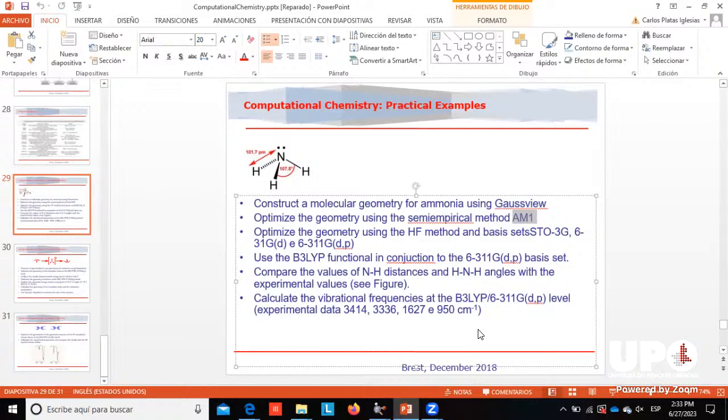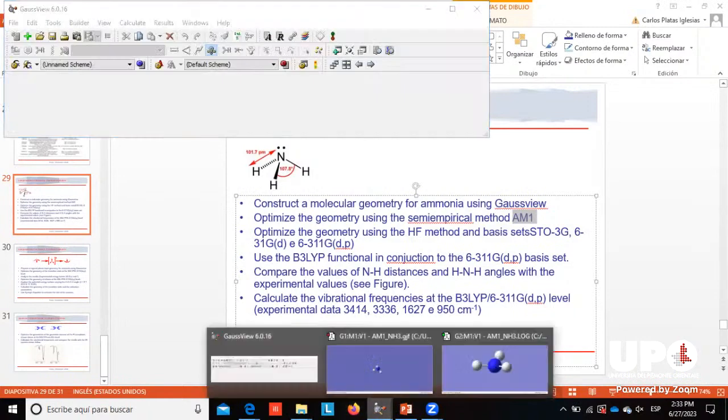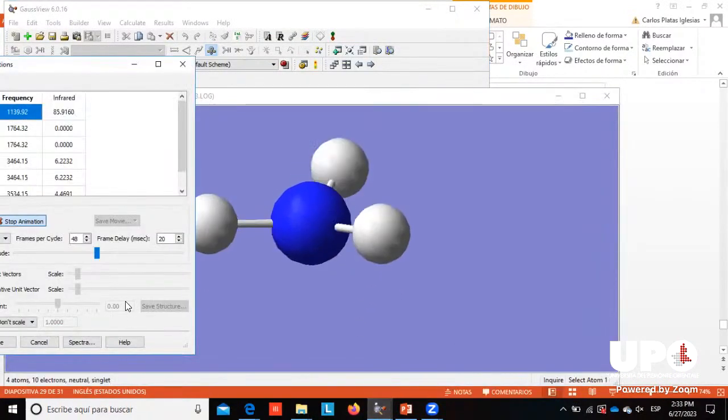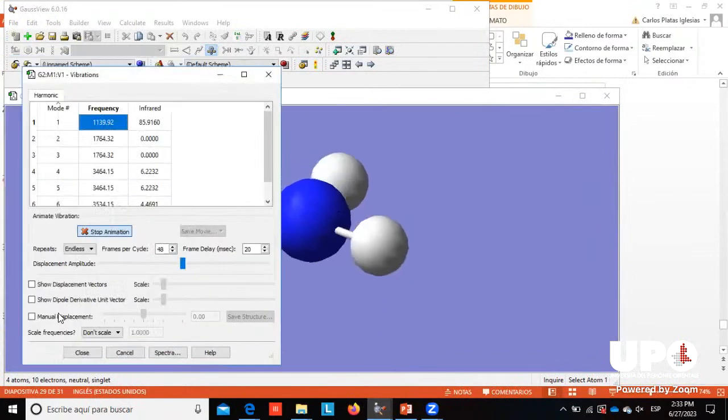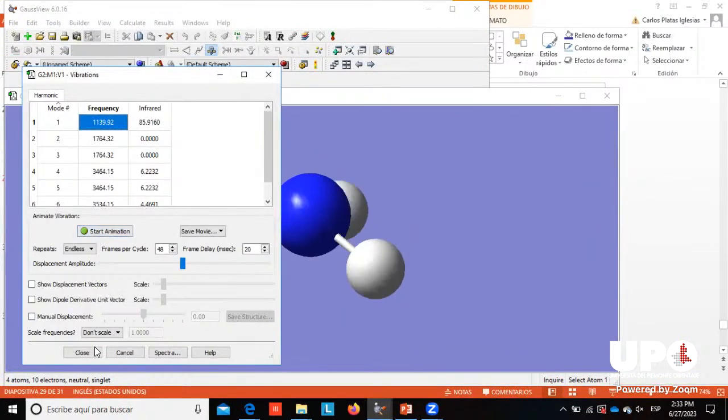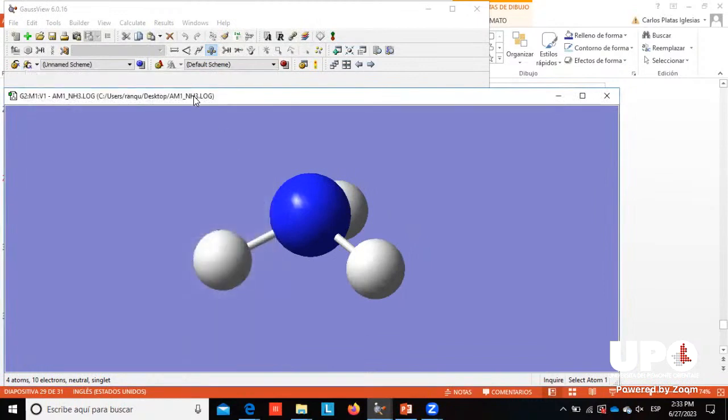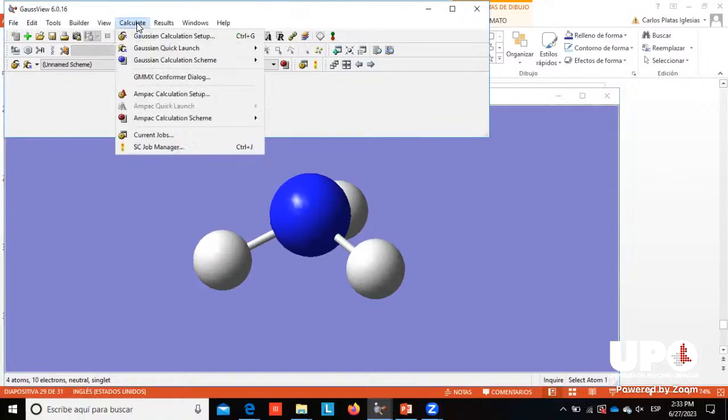Okay. So this is a very simple example, right? So among the list that we have there, we can now try a calculation using Hartree-Fock, for instance, and a small basis set like STO-3G. So for that, we go to GaussView again. We can start with the log file. So we stop the vibrational movement, the animation, and we can start from this geometry to run the optimization with a different model. Okay. So again, we repeat the process.